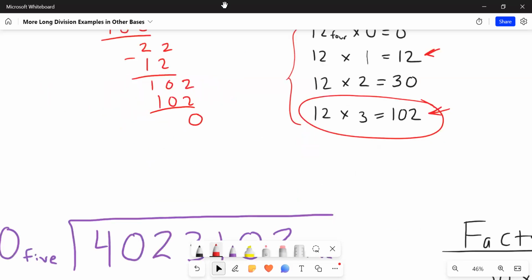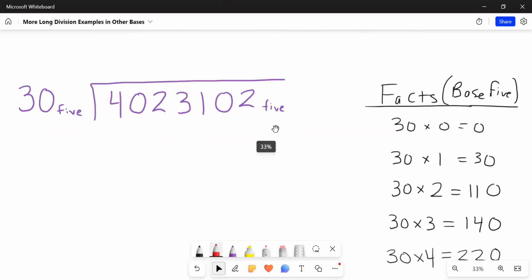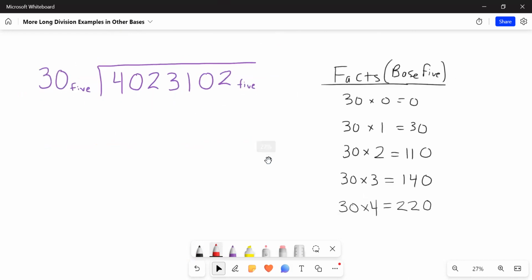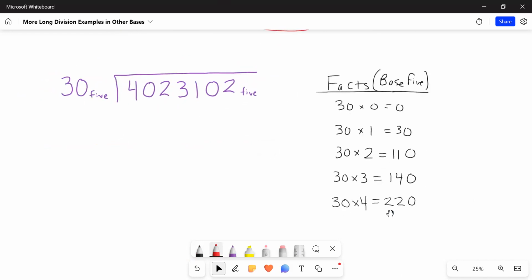All right, one last example for you to look at. This one's in base 5. It's a little bit bigger. And I have 5 facts off to the right-hand side. Took a few minutes to compute those ahead of time. And so let's just proceed through it. 30 doesn't go into 4, but it goes into 40 once. And when I subtract, I get 10. Bring down the next digit, I get 102.